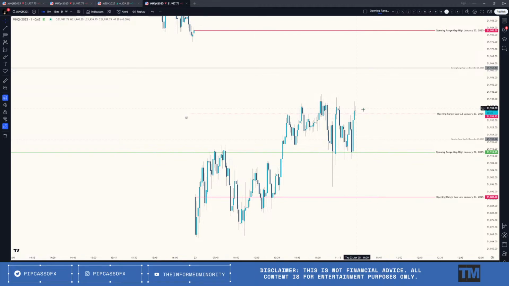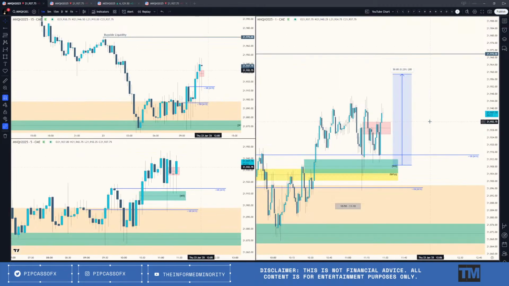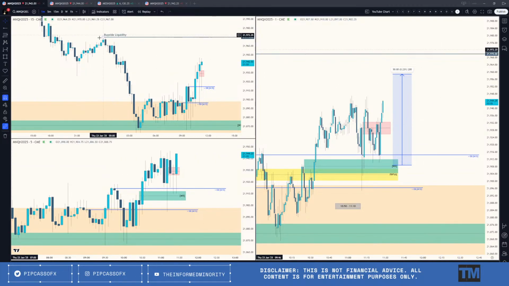Yeah, 11:30. So now we get the lunch macro. Let's see what we get here. I'm trying to tell you, if this lunch macro does not trade us higher, I don't know what else. This lunch macro should definitely be trading towards that buy side. It definitely should be targeting here. There's just so much up there.